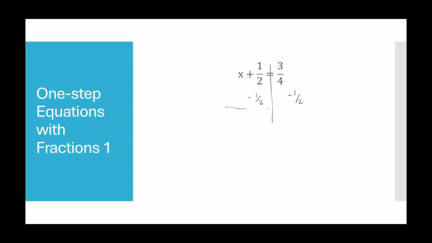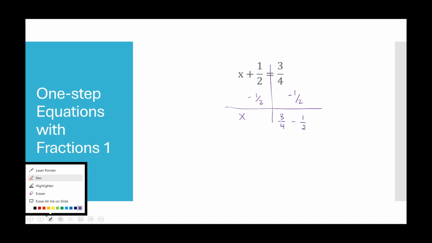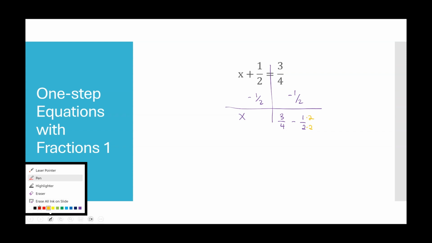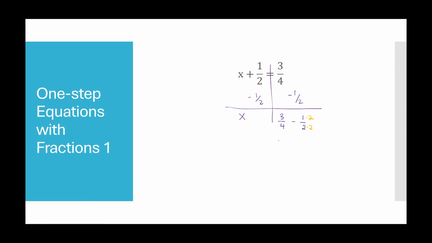And we're going to remember that you cannot add and subtract fractions unless they have common denominators. So I can't subtract 3/4 and 1/2 until they have common denominators. Luckily, it's really nice to do this one because you can turn a half into fourths very easily. So this becomes 3/4 minus 2/4. So x is equal to 1/4.